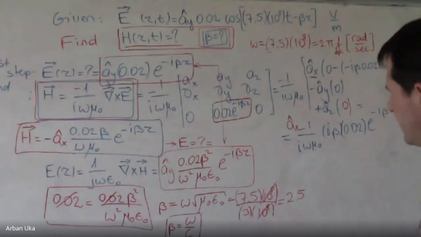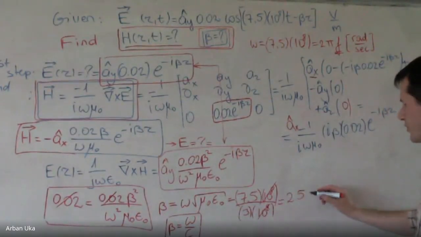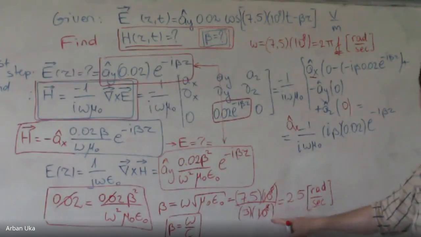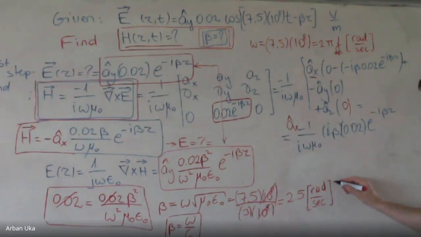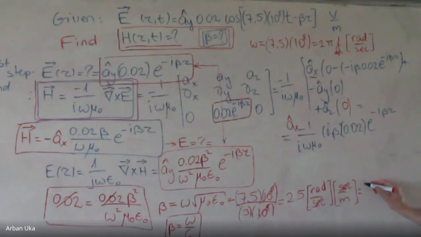And then, what is the unit here? This is 2.5. The unit of omega was radian per second, and we divide it by the speed of light, which has the unit meter per second. Seconds cancel out, and it looks like the beta has a unit which is radian per meter.